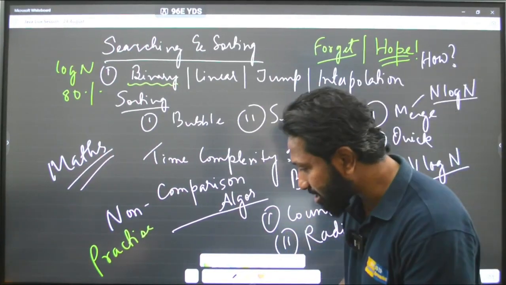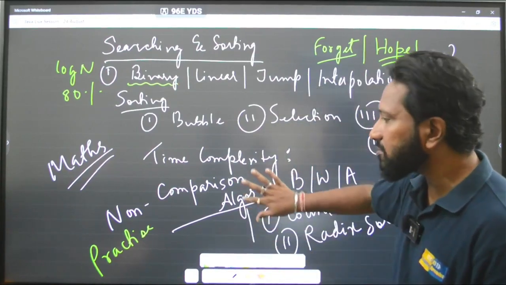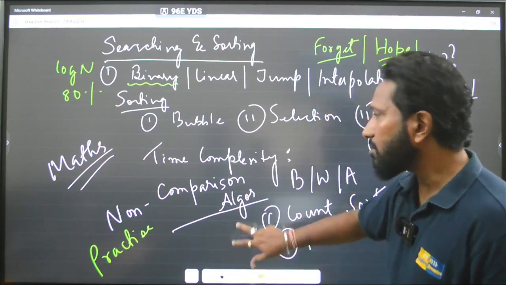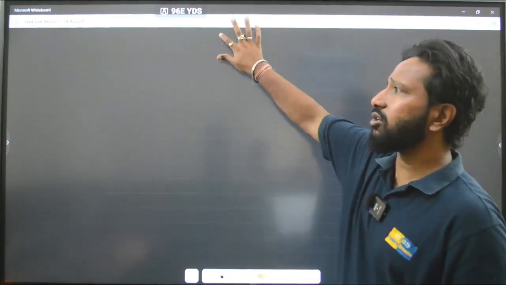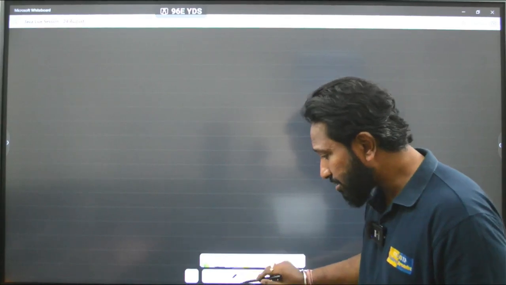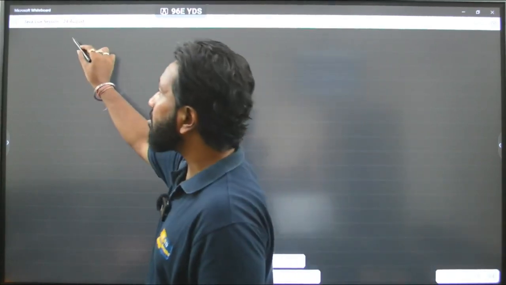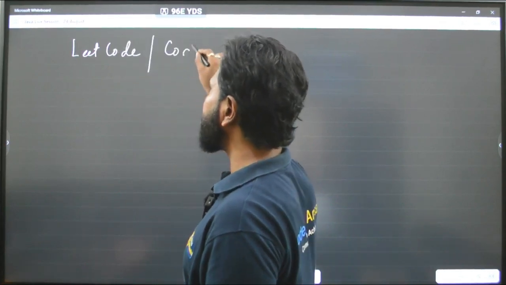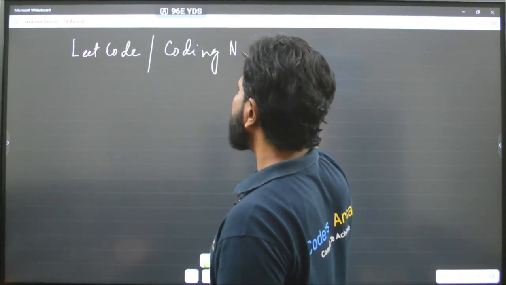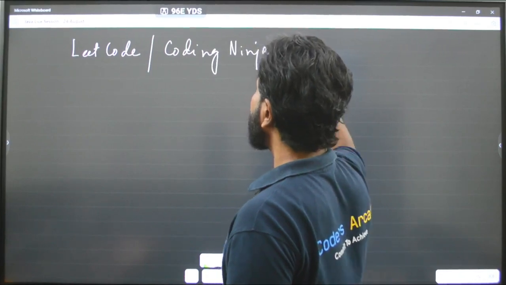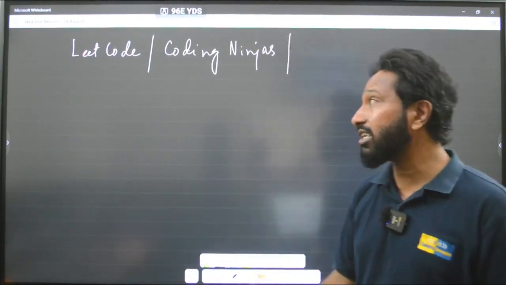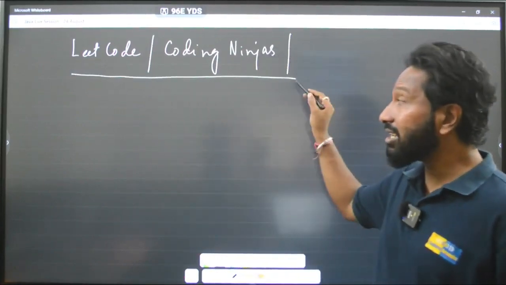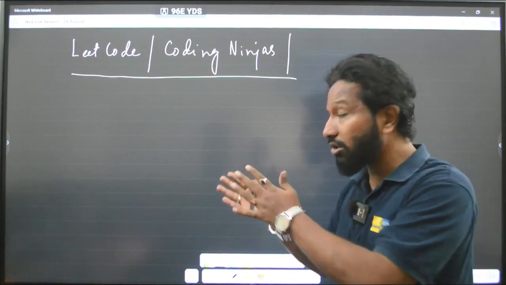After learning all the searching and sorting algorithms, what next? You can then go on to LeetCode and solve some more problems. Go to Coding Ninjas. There are lots of problems on binary search, sorting, etc. After each section you should always solve some problems.